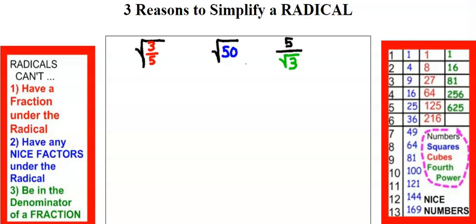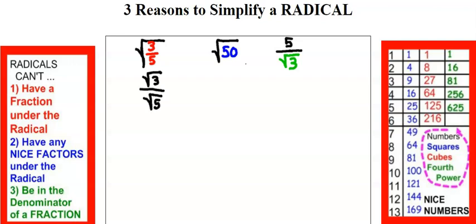Here we have three examples of problems where the radical violates one of the rules. The first one here has a fraction as the radicand. In this case, we will split the top and the bottom into two radicals. Make two radicals out of it.